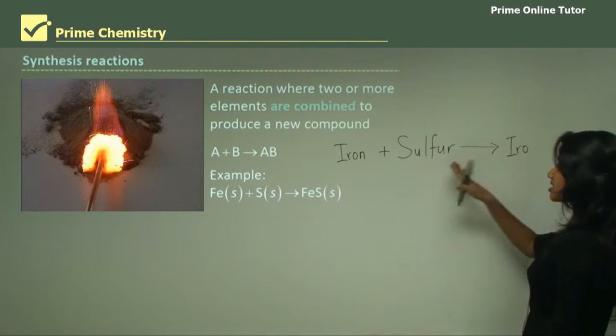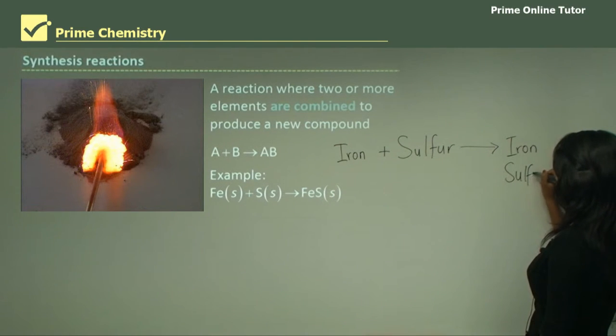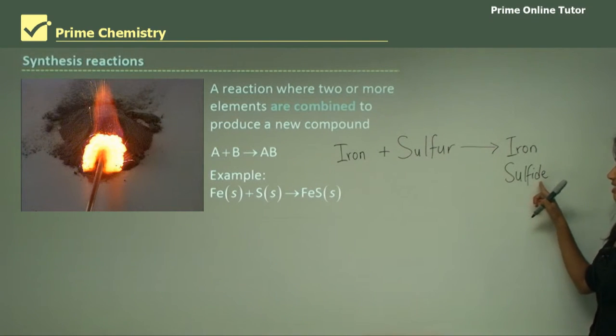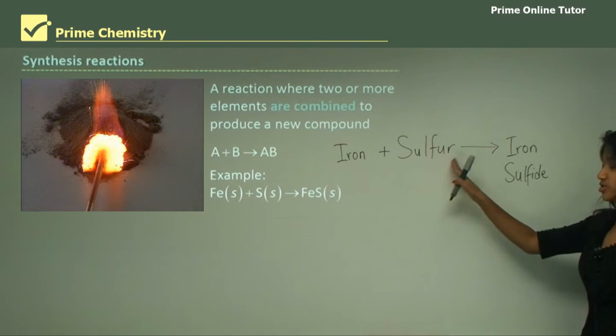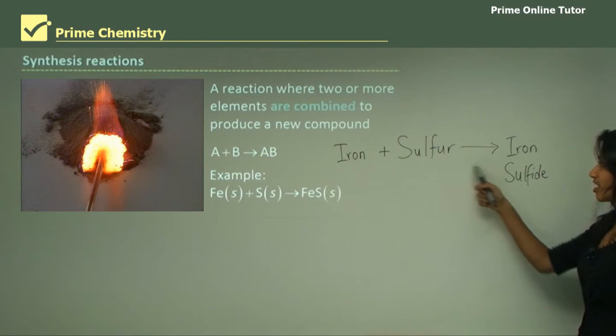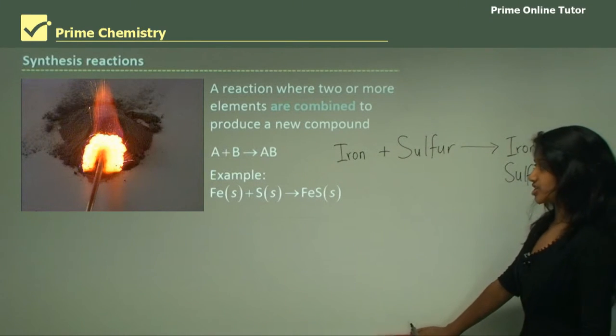So when sulfur is in a compound, it forms sulfide. So the UR in sulfur is changed to IDE. So you replace UR with IDE, as you can see. So iron plus sulfur gives you iron sulfide, and that's a synthesis reaction.